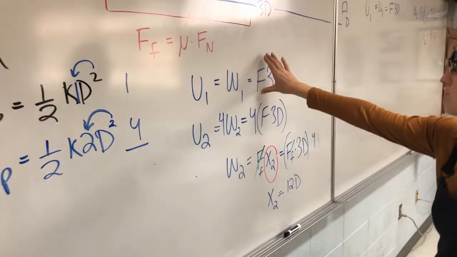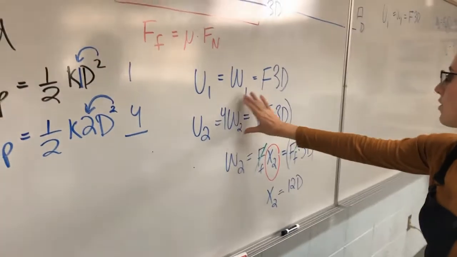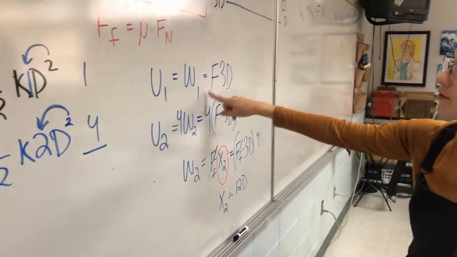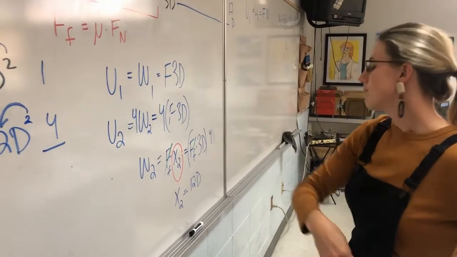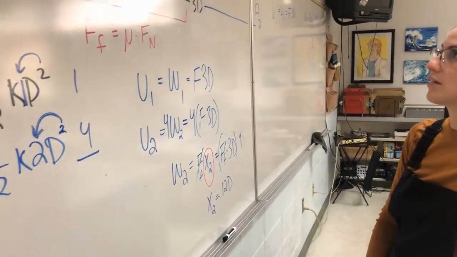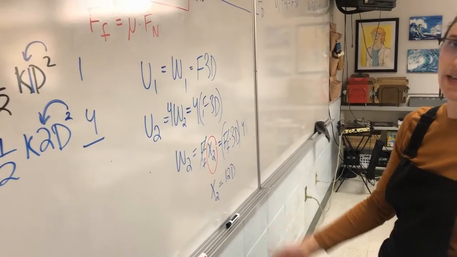The first time the work was force times distance. The second time, it's still force times that same distance, but we multiply that work times 4, getting us that 12D. And we ignore the force of friction because it cancels out.